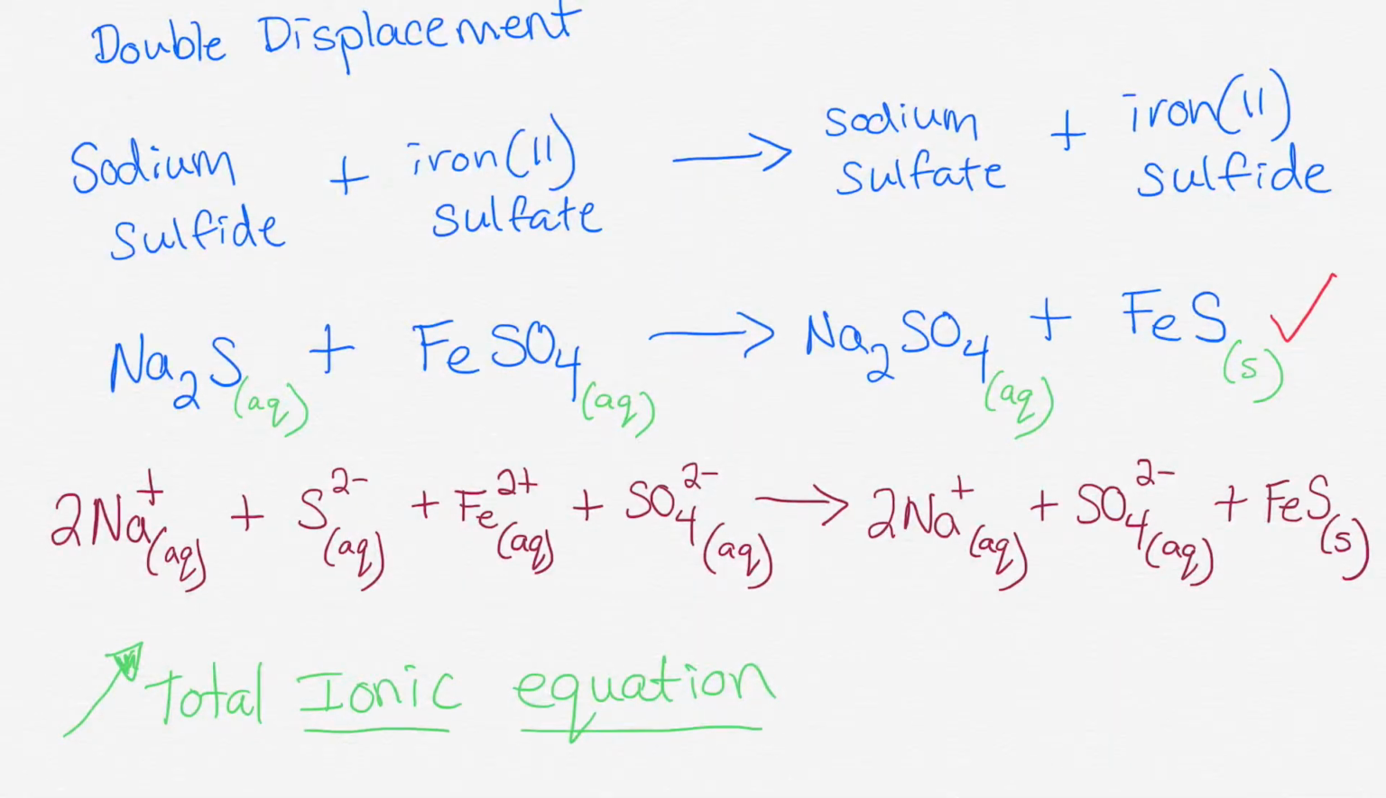Okay, so the reason it's called a total ionic equation is because we've got a reaction equation and it's showing all of the ions, right? So the total ions that are involved in this reaction. Now, you'll notice a couple of things. We have 2 sodium ions on the left here and 2 sodium ions on the right. And so those are actually what we call spectator ions.